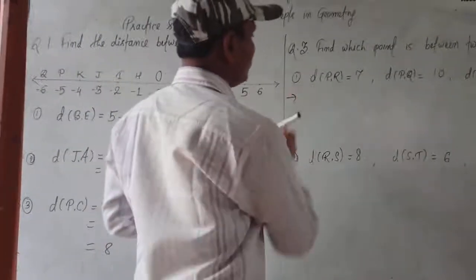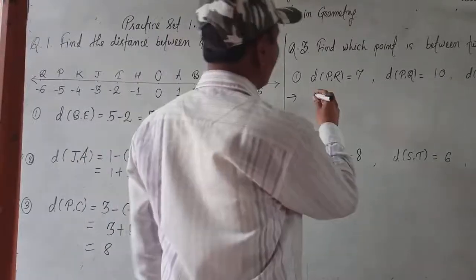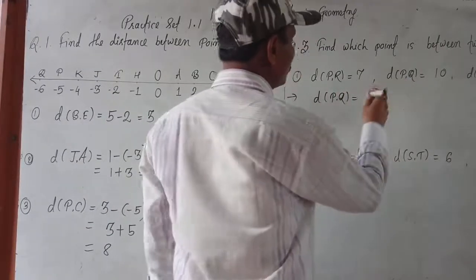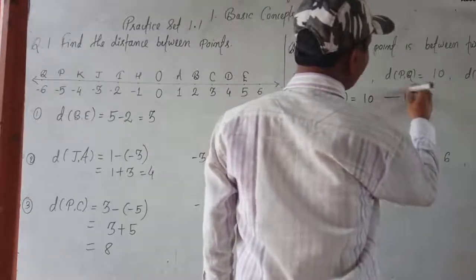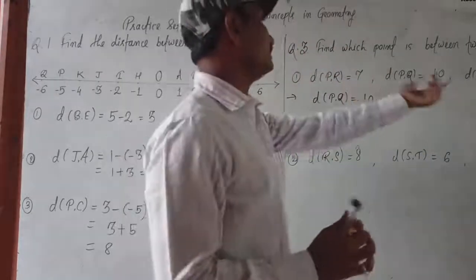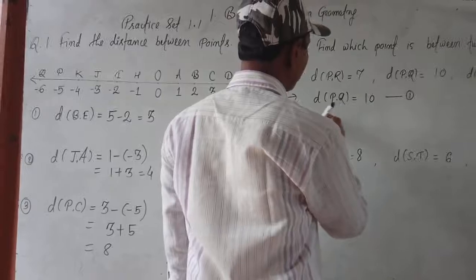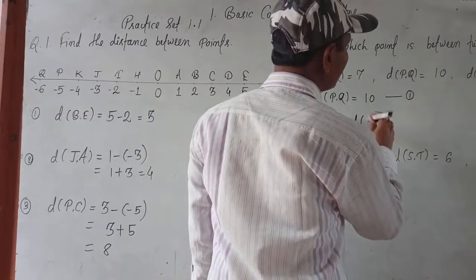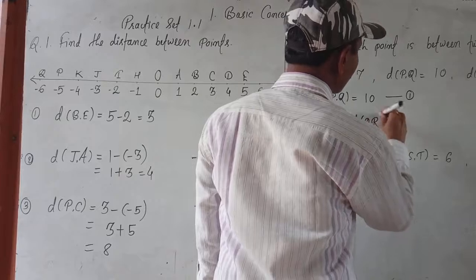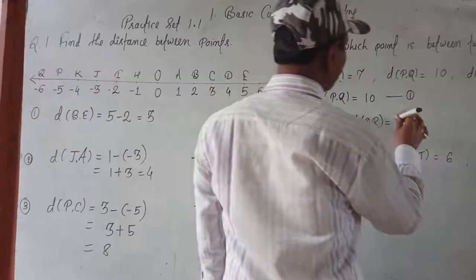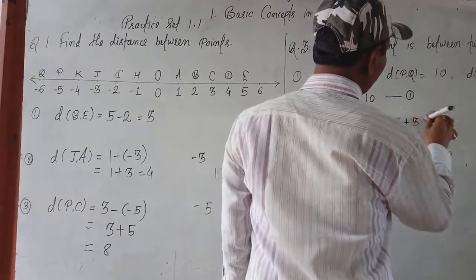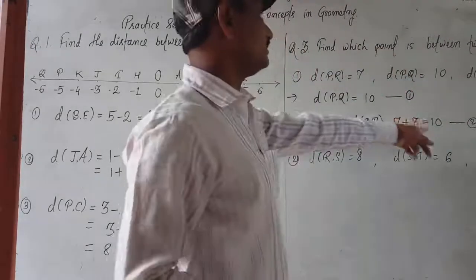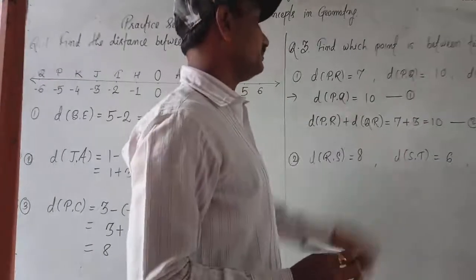Take the bigger distance. Which is the bigger distance? Distance PQ equals 10. Equation number 1. Now take the other two remaining distances: distance PR plus distance QR equals 7 plus 3 equals 10. Equation number 2. So from equation 1 and 2, they are equal.